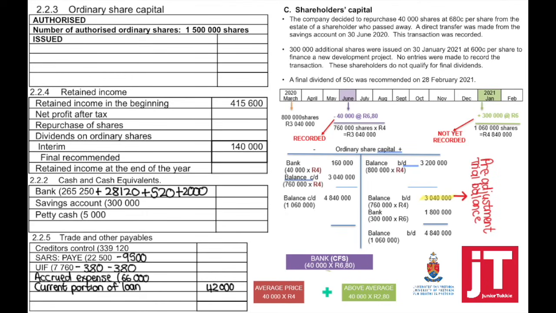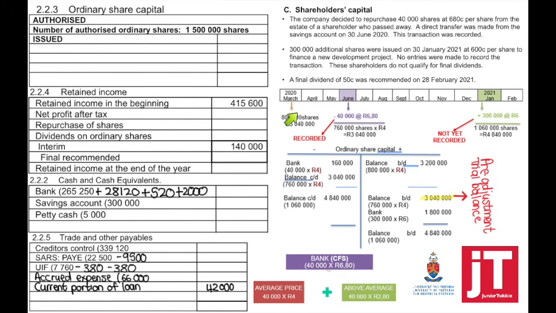Looking at our calculations, a suggestion: draw a timeline, open a T account, make sure that you get this 100% correct. If I look at the amount from the pre-adjustment trial balance, that is not going to be the balance in the beginning or the balance at the end. Why? The repurchase of the shares has been recorded, but the issuing of the new shares was not yet recorded. So if I look now at the amount from the pre-adjustment trial balance, this is the amount after the repurchase of the shares.